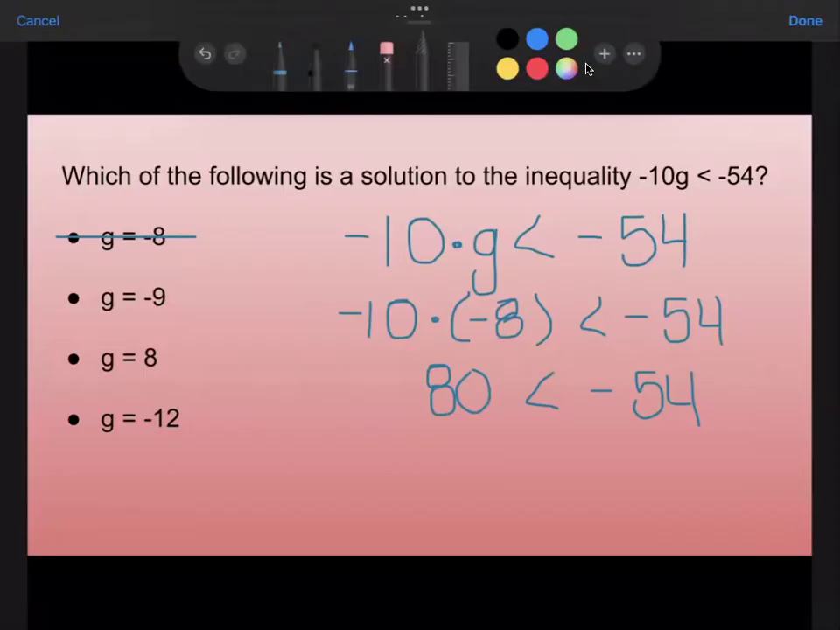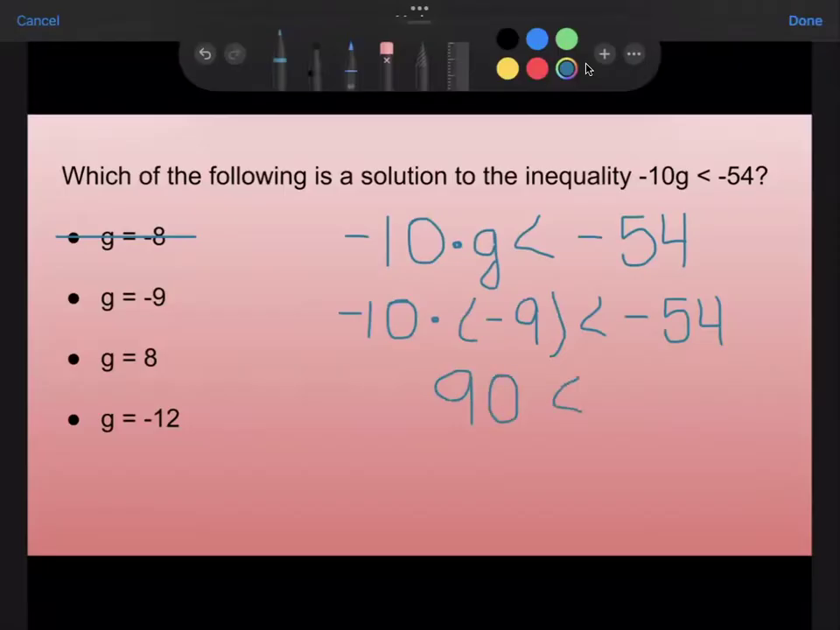Now I'm going to start by erasing some of the work I did here. Oh, I might have included too much there. Part of the g went with it. That's okay. Now I'm going to replace g with our next option, which is negative 9. Negative 10 times negative 9 is positive 90, less than negative 54. So again, I have an untrue statement. Positive 90 is greater than negative 54. So that could not be a solution for g.